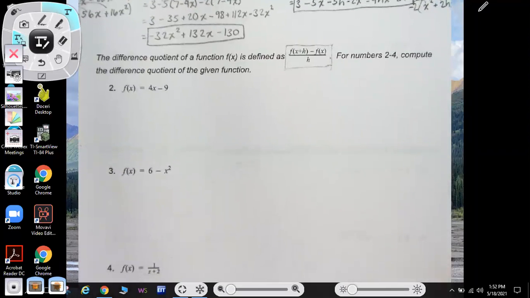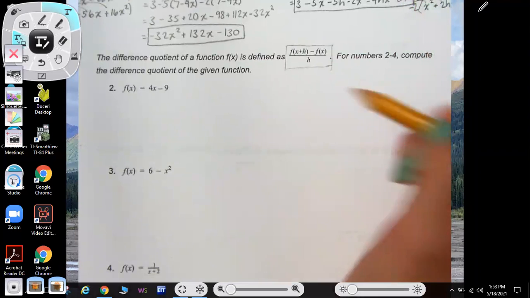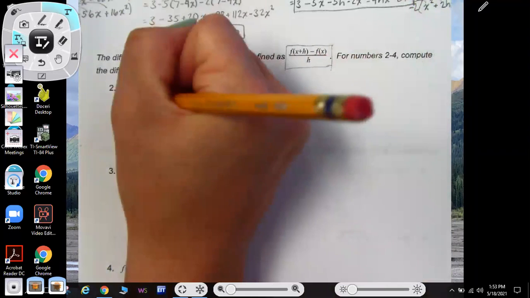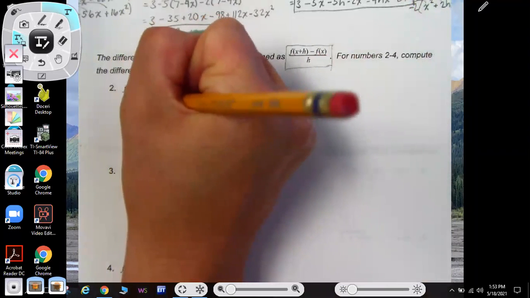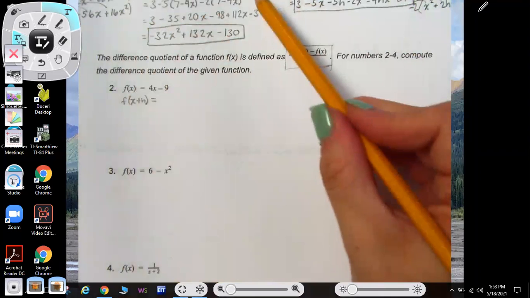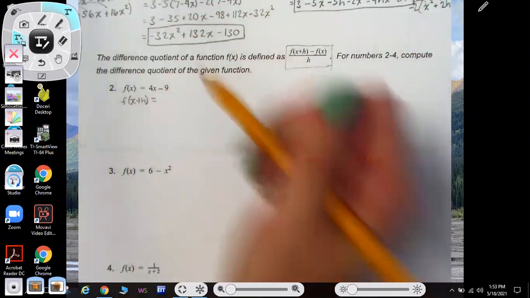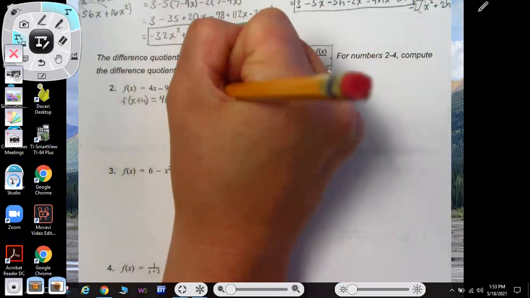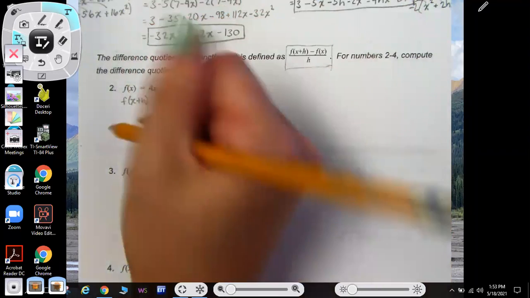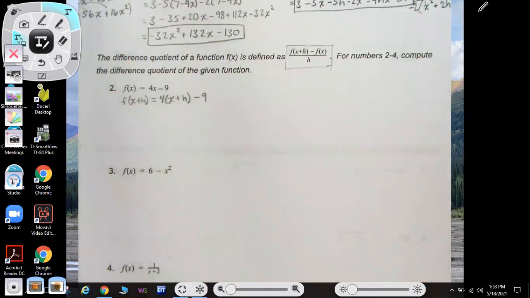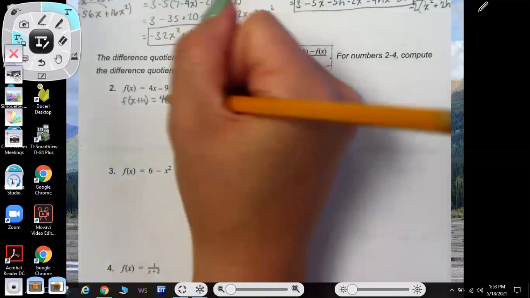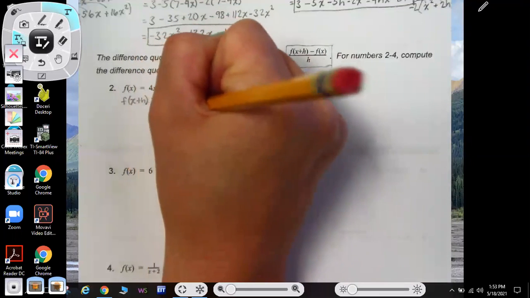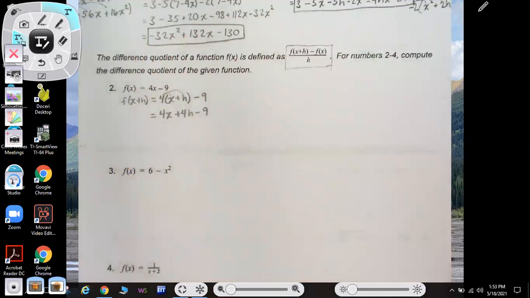On number 2, we have f of x equals 4x minus 9. So if we use this formula, we need f of x plus h. Well, f of x plus h, we did that in part F. We know we just replace x with x plus h. So that's 4 times x plus h minus 9. So we can distribute that 4 and get 4x plus 4h minus 9.